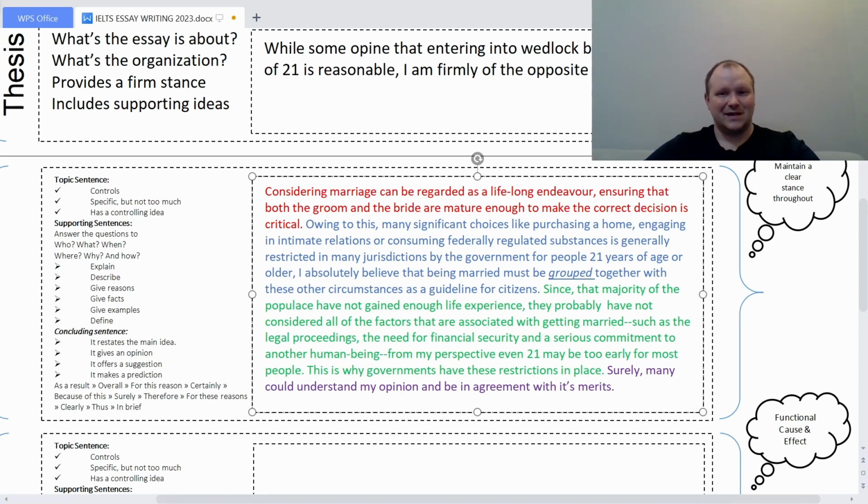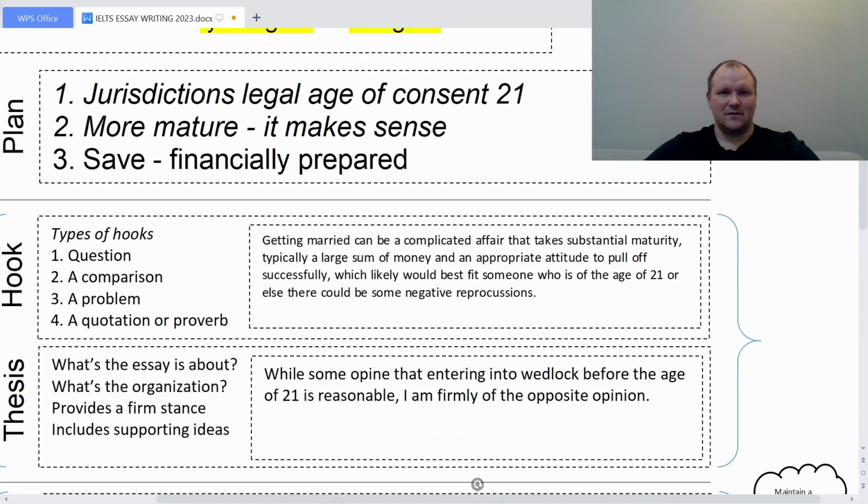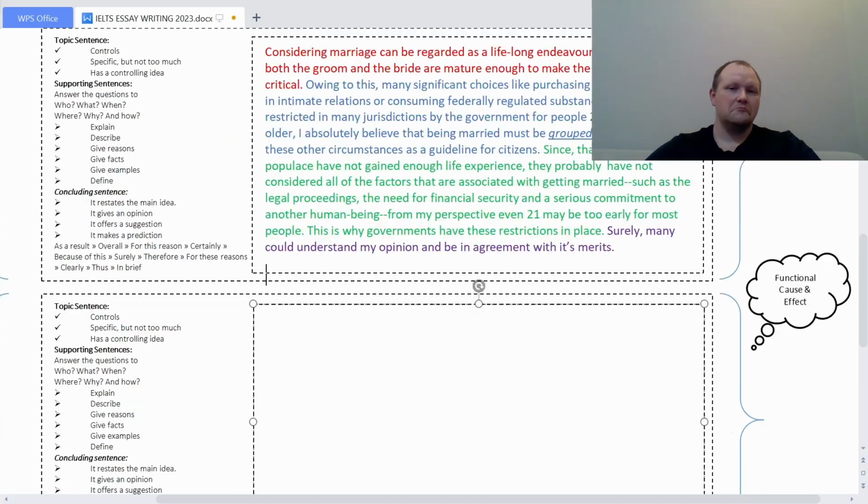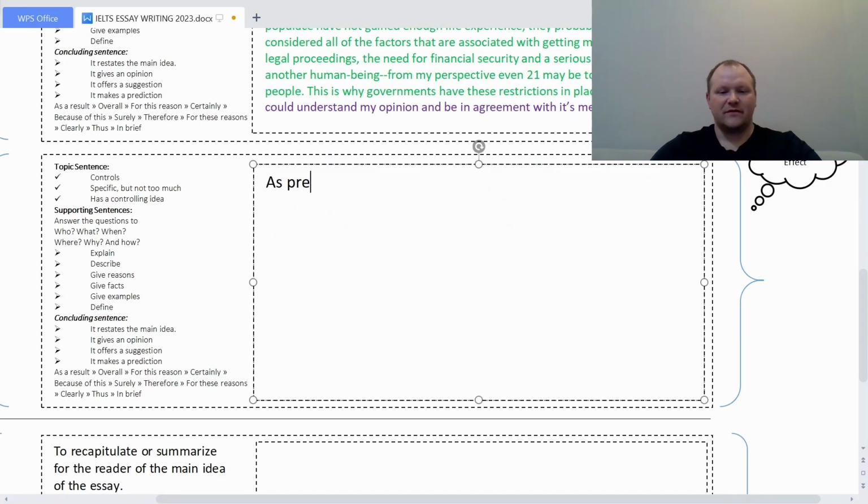Alright, so I mentioned jurisdictions, maturity, and then let's talk about savings. So let's move on to here. So, the function, cause, and effect. As previously mentioned, okay, let's put in our experience.